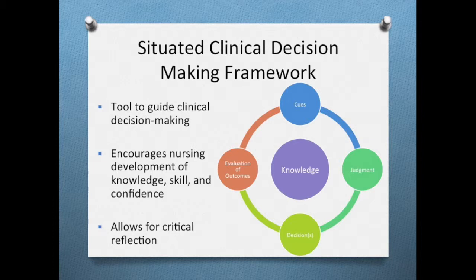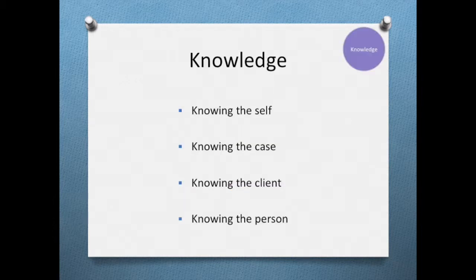The clinical decision-making framework is a tool used to assist the nurse in making decisions based on more than just a basic understanding of the situation, as it fosters the development of knowledge, skill, and confidence. The tool works through the areas of knowledge, cues, judgment, decisions, and ends with evaluation of outcomes. The first step in our clinical decision-making framework is knowledge. The knowledge area consists of 4 types of knowledge: self, case, client, and person.